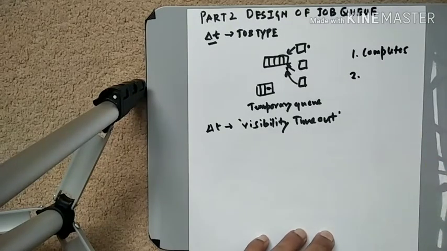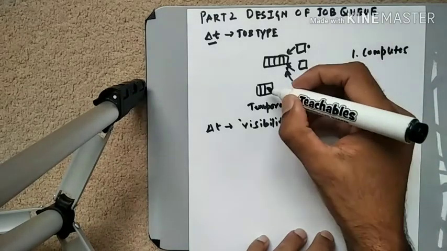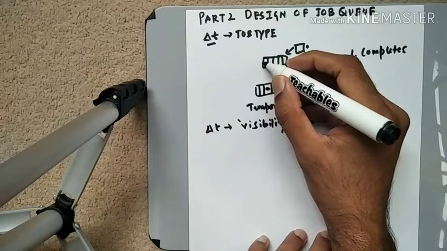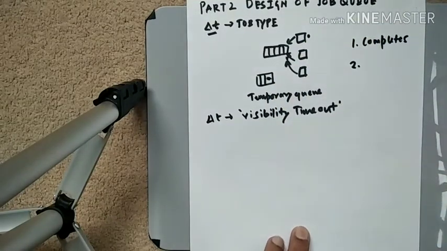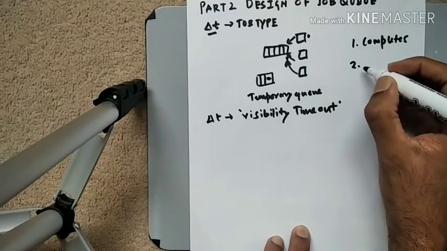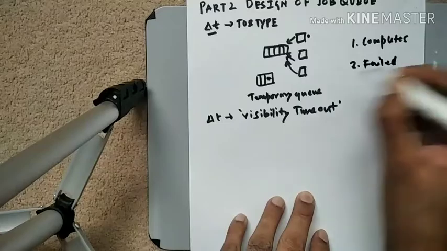So in that case, what we want to do is pop this job and push it back onto the job queue, as we discussed earlier. So for failed jobs, we need to push them back onto the job queue.